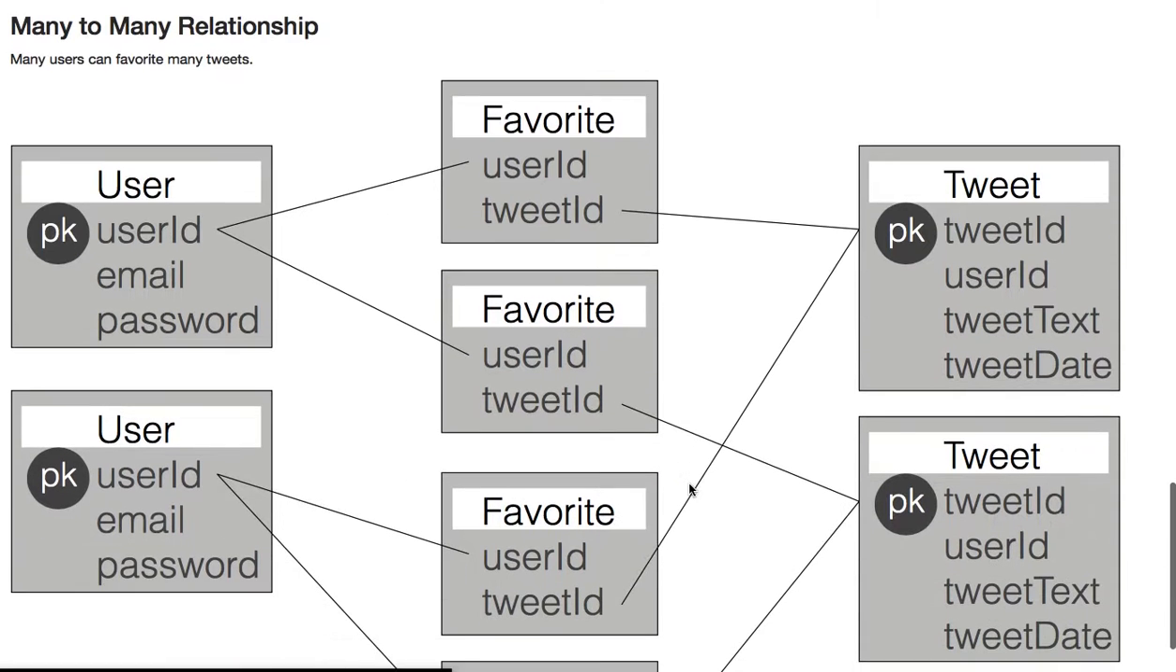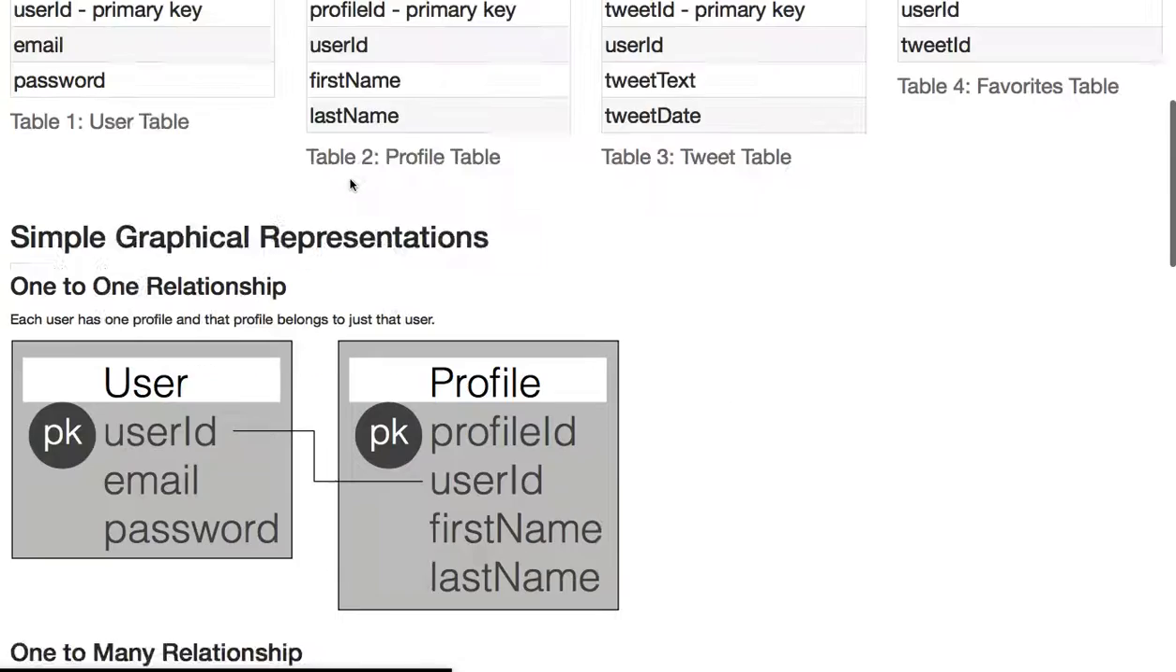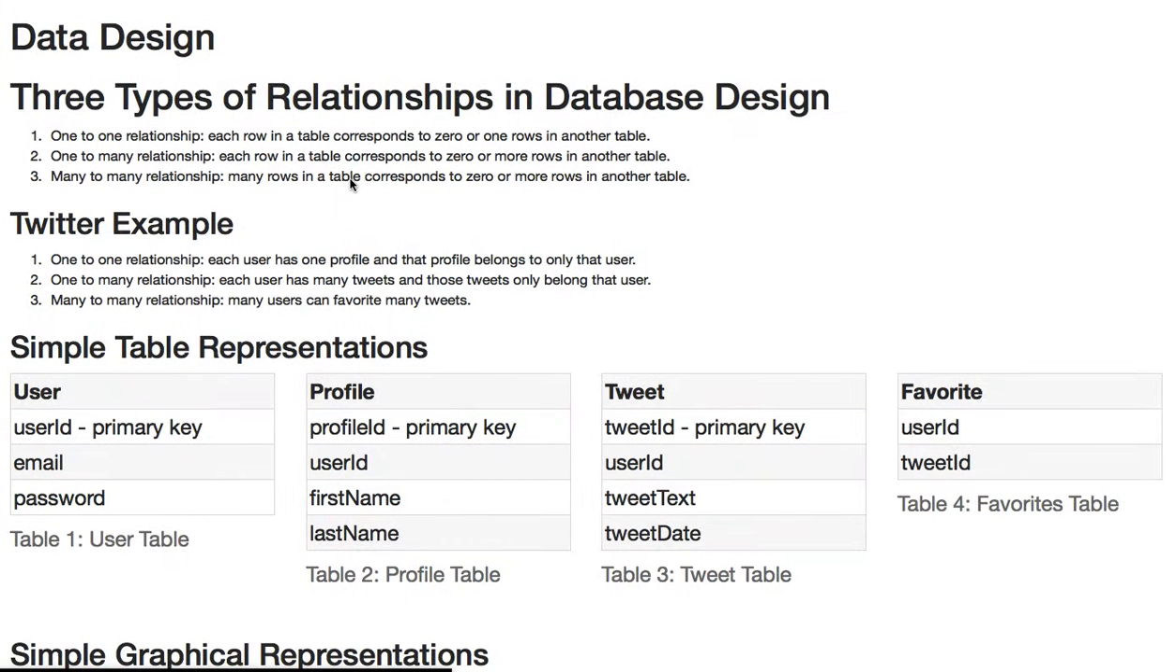Anytime you have a many-to-many relationship, you need these intersection tables. Those are the three relationships that we use in database design.